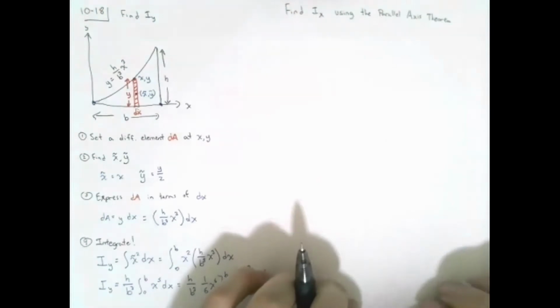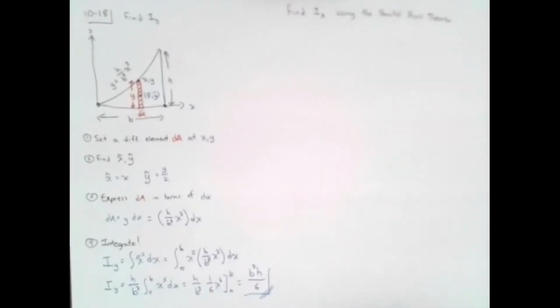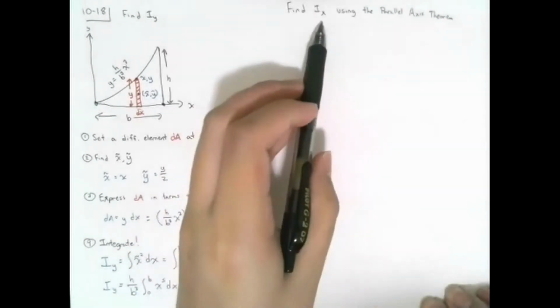If you were in class on Monday or yesterday, you may recall that we did one problem where we were forced to use a vertical element to find the moment of inertia about the x-axis. And that requires us to use the parallel axis theorem. So I want to find the moment of inertia about the x-axis, but I still want to use this vertical element.